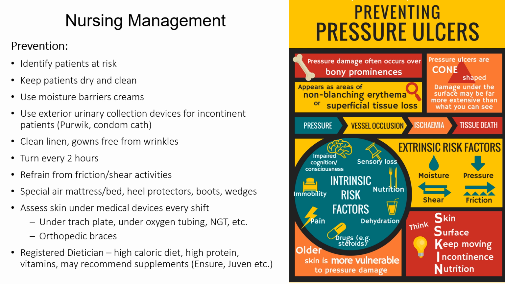And if the patient's in the hospital, make sure they have a dietitian consult. That's what they're there for. They can customize their nutrition needs to make sure they're on that high caloric diet. They have high protein. If they need vitamins, they can also recommend supplements like Ensure and Juven. So really important.